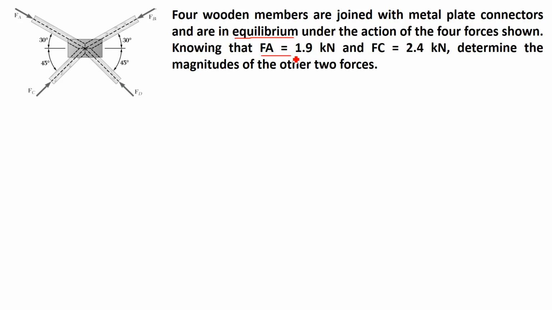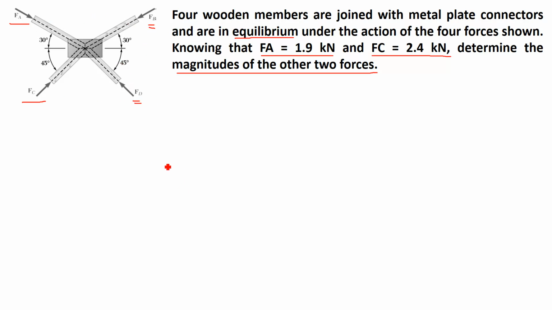Knowing that Fa equal to 1.9 kilonewton and Fc equal to 2.4 kilonewton. So the Fa and Fc force magnitudes are given to you. The question is to determine the magnitudes of the other two forces, that is Fb and Fd. These two forces we have to determine if this system is in equilibrium.